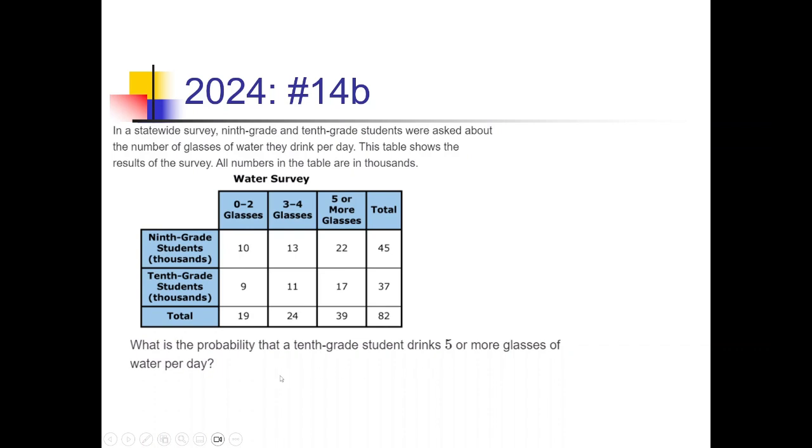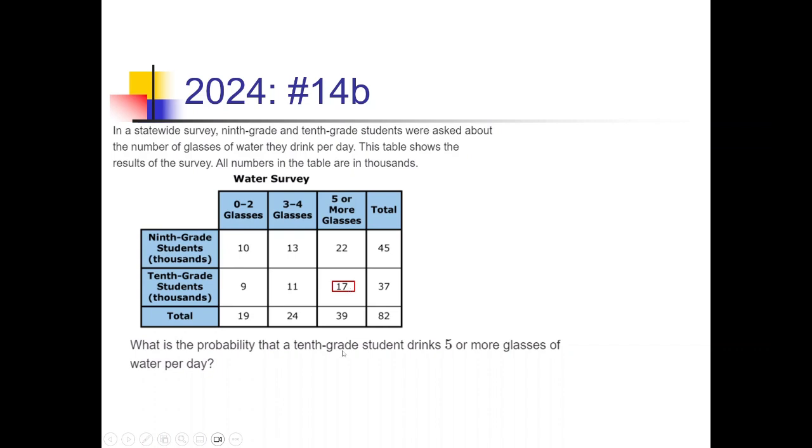For part B to this question, they want the probability that a 10th grade student drinks 5 or more glasses of water per day. So we have 10th graders drinking 5 or more glasses. That's this 17 right here, where the 10th grade and the 5 or more columns and rows intersect. And that's going to be out of how many students?